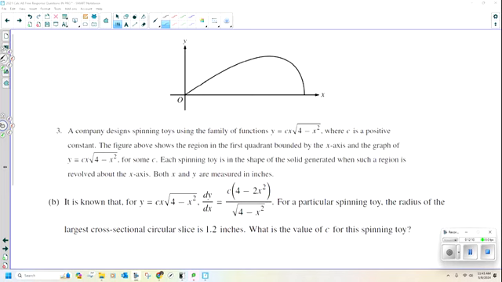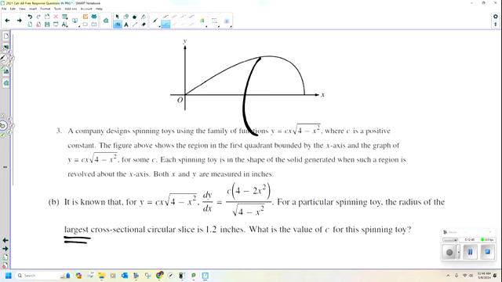Okay, a lot of these problems, we've got to figure out what's happening before we can even do the math. And that's what we've got to do here. The largest, where did I read it? It's known that for a particular spinning toy, the radius of the largest, here it is, cross-section.